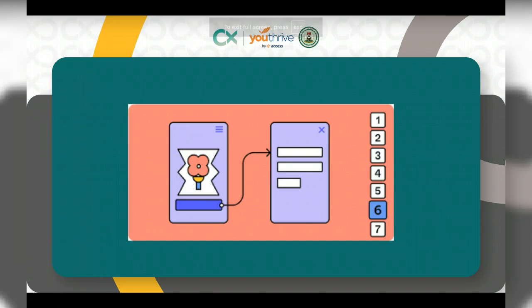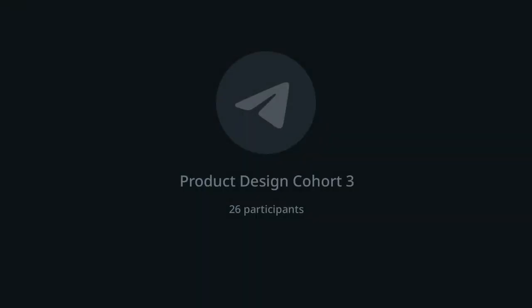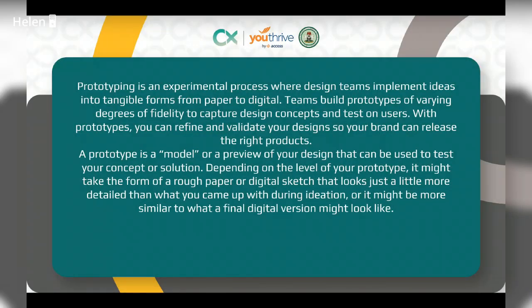So we've seen what a prototype looks like. A prototype means interaction between screen one, elements inside screen one, to screen two. So it's an interaction between two or more screens of your UI designs. So prototyping is an experimental process where design teams implement ideas into tangible form, from paper to digital. Teams build prototypes of varying degrees of fidelity to capture design concepts and test on users.